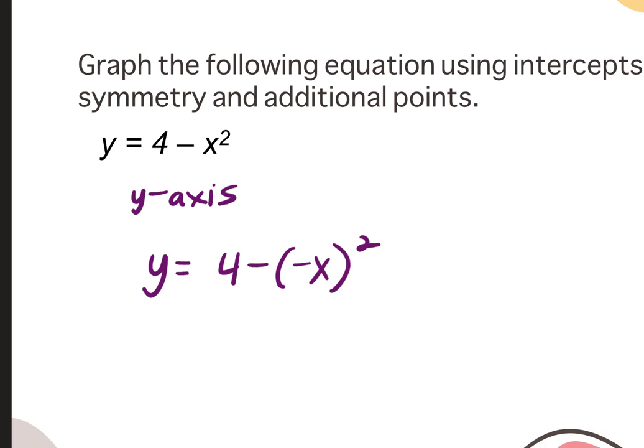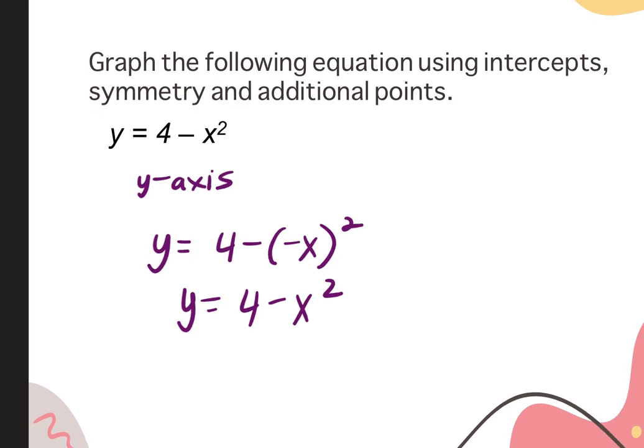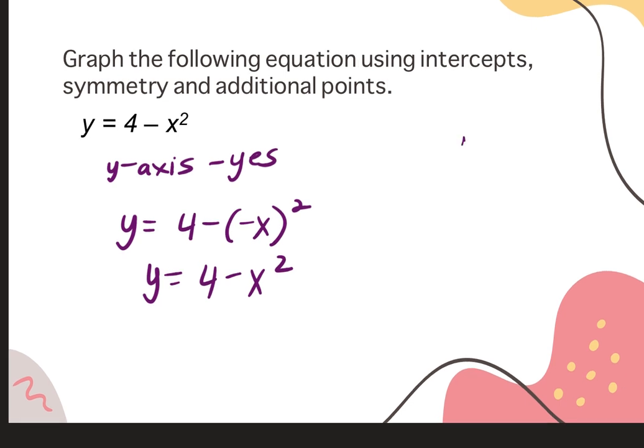It becomes positive, and this becomes 4 minus x squared. Does that look like my original? Yes, so this has y-axis symmetry. If you know your parabolas, that should make sense because of the transformations. Again, I don't expect you to remember all the transformations, but this means it's up 4, and this means it points down.